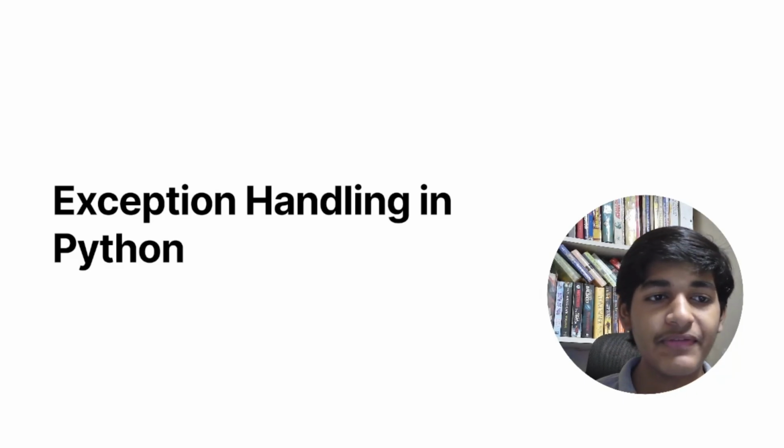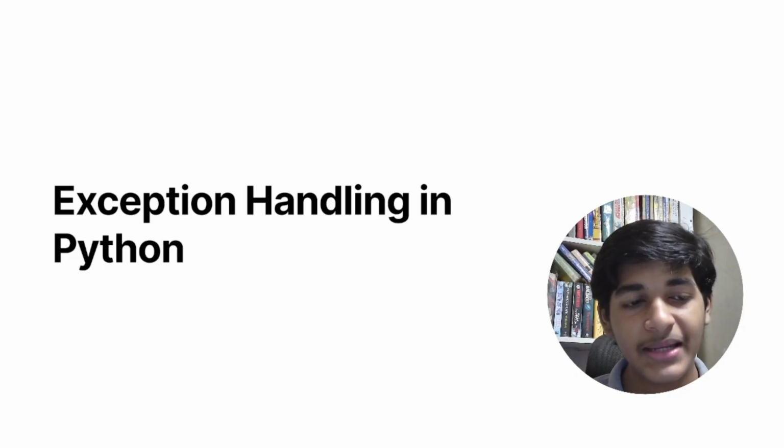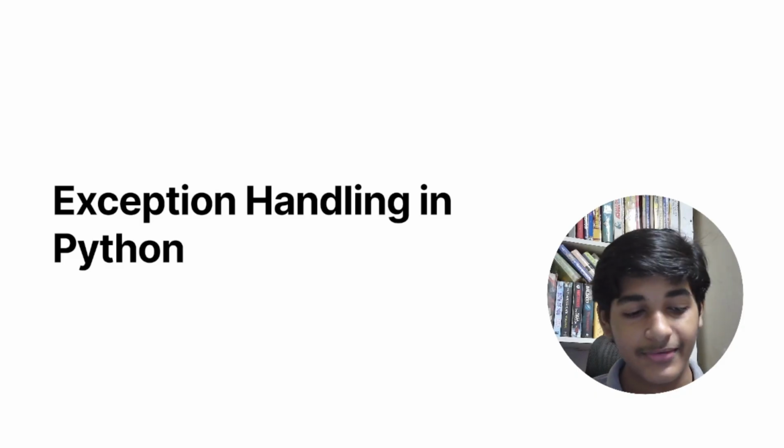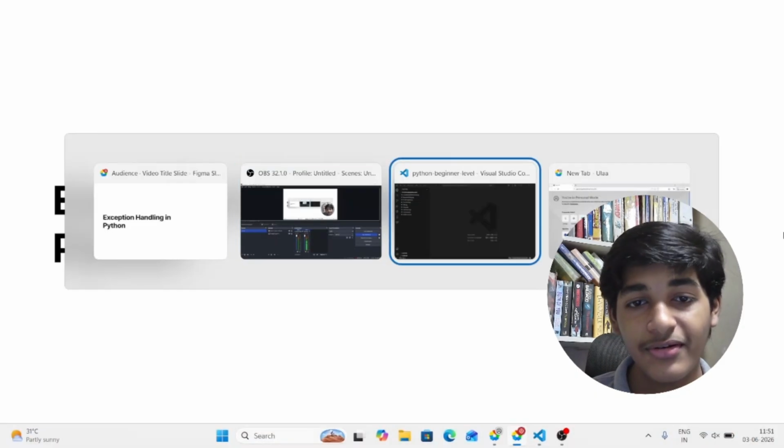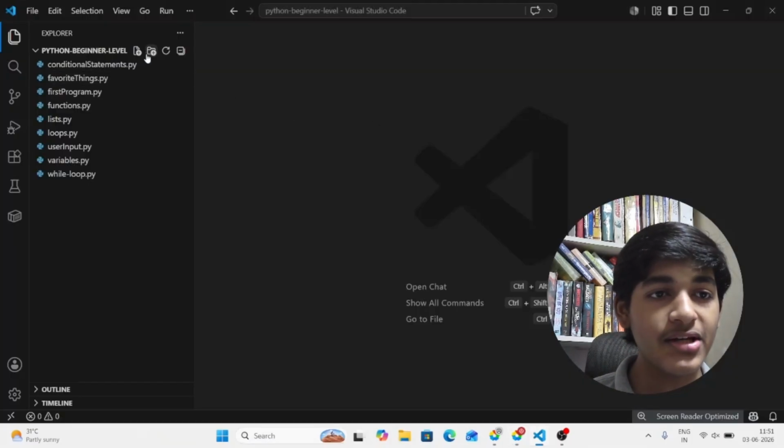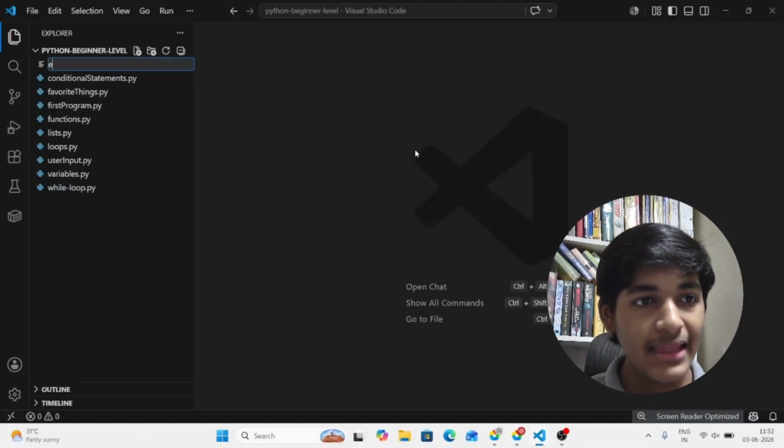In this video, we'll be exploring exception handling in Python. So let's get started. Let's open Visual Studio Code and create a new file and name it exception handling.